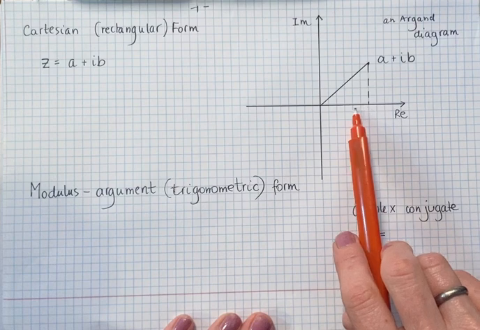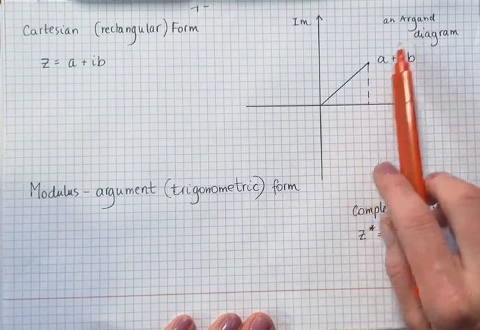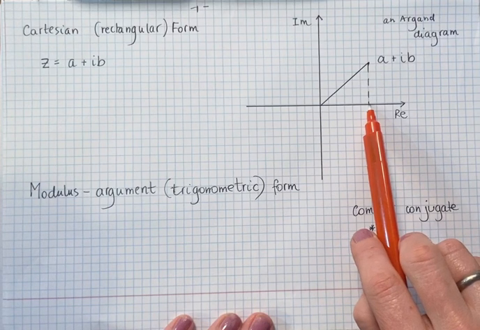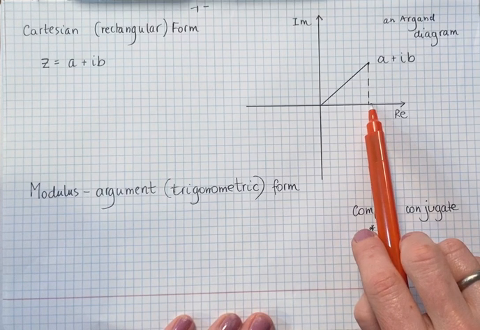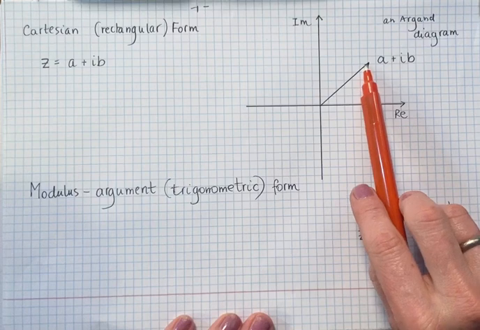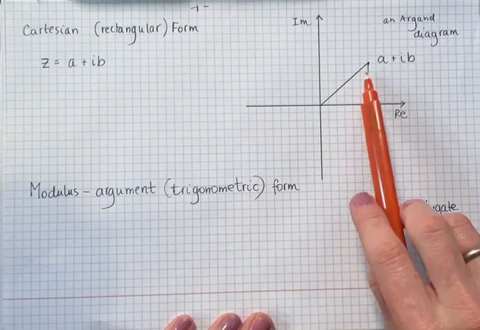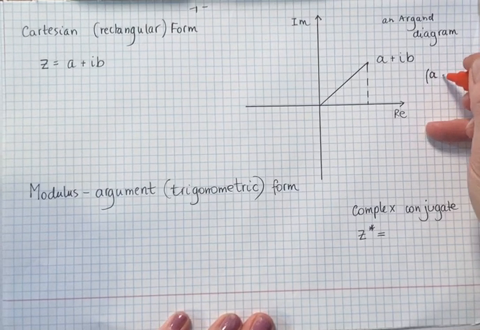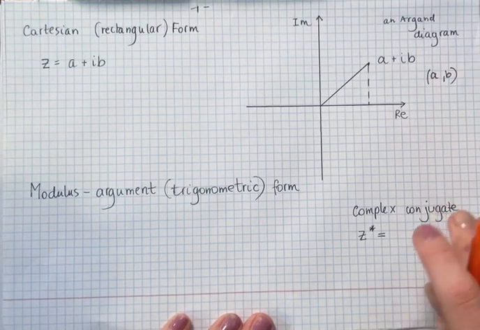You can plot that complex number on an Argand diagram. You go a across along what's called the real axis, so that's your horizontal axis, and b up, as if plotting a point with coordinates a, b on a Cartesian plane.